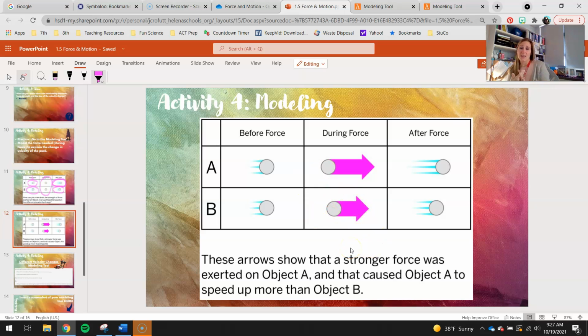So if you guys said that A had the larger force, you're correct. If you guys said that B had the smaller force, you're correct, okay? Those two forces are going to cause these appropriate changes in velocity. So these arrows show that a stronger force was exerted on object A, and that object A was then speeding up more than object B because of that.